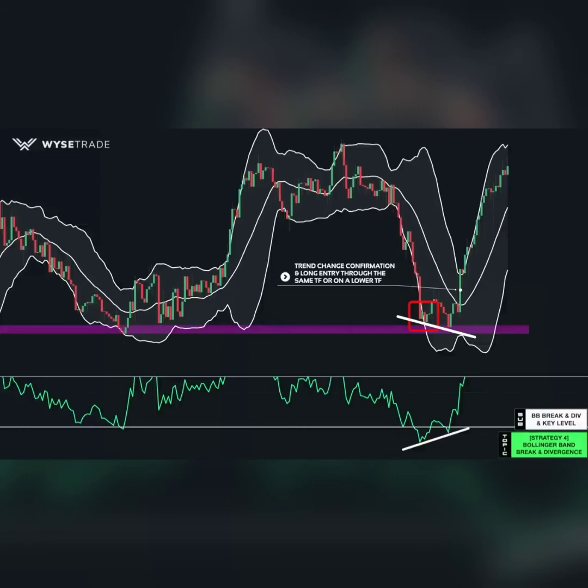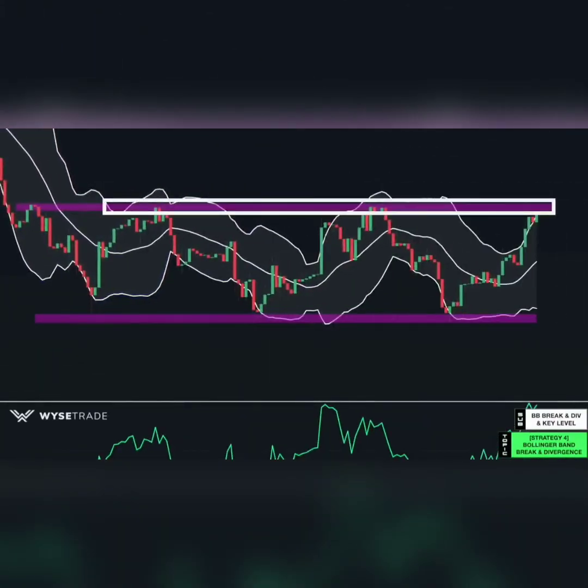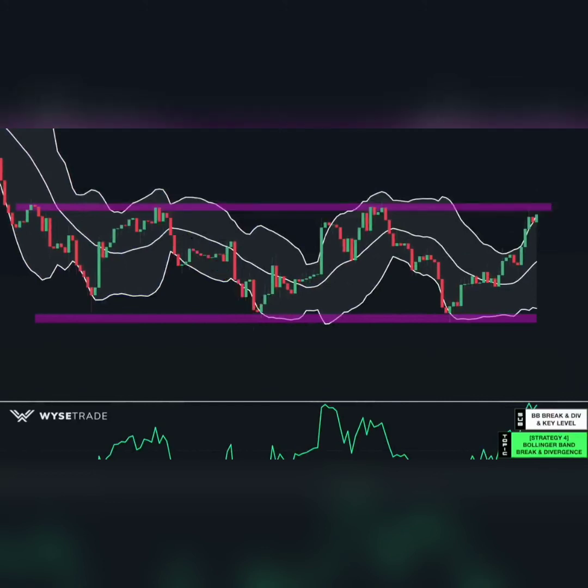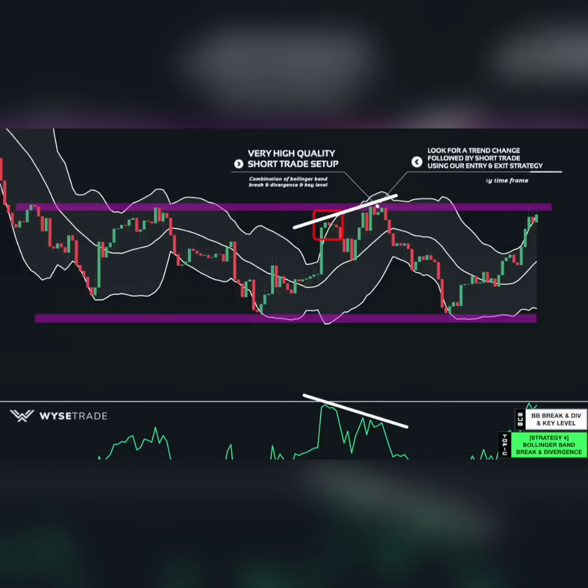So this works the same in the opposite direction. You have your key level of resistance because of this reversal point here. As price came back up, you had your band break and divergence form right at the key level, which presented a very high quality short trade setup. You would then look for an intraday trend change before using our entry and exit strategy.